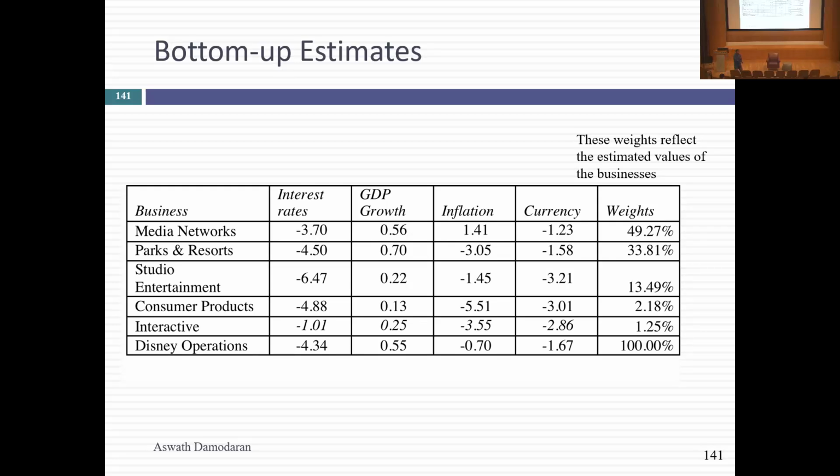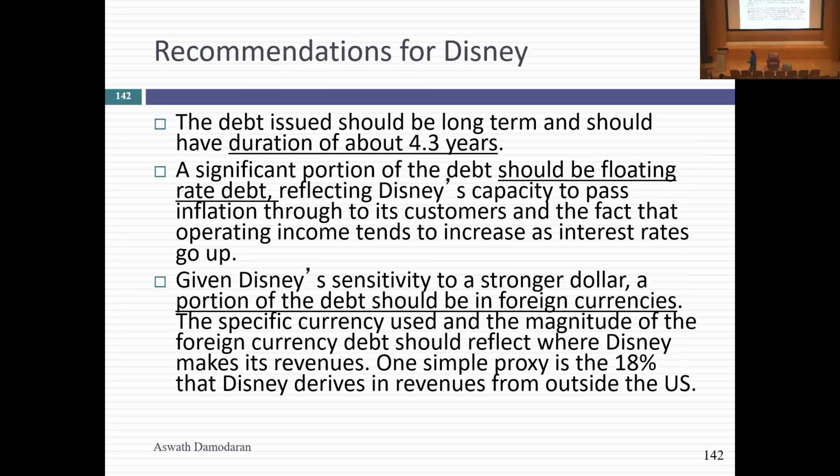Now, remember, before I did all of this, I took a look at Disney's existing debt, right? So once you do this, you go back and look at your existing debt and ask the question, is my existing debt the right debt for me? If you take the duration regressions, you expect the duration of Disney's debt to be about 4.3 years. Given that they have pricing power, you should expect to see a significant percentage be floating rate debt. And given that they're affected negatively by the dollar getting stronger, I would expect at least some of the debt to be in a foreign currency. That's what I'm expecting to see.